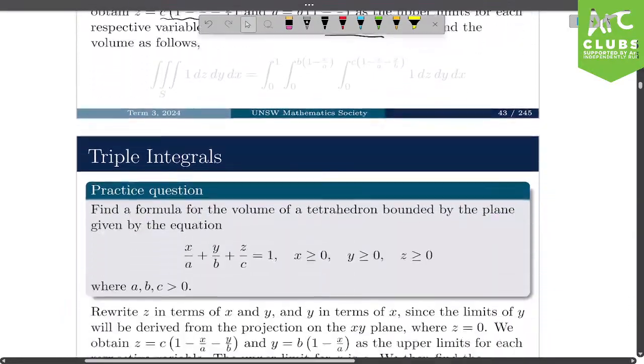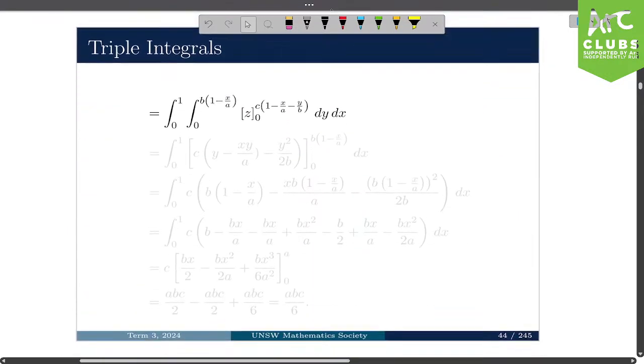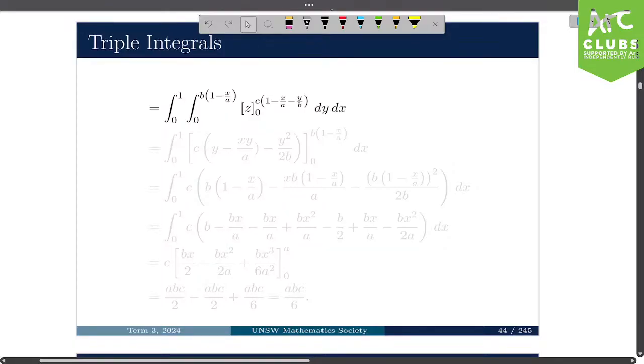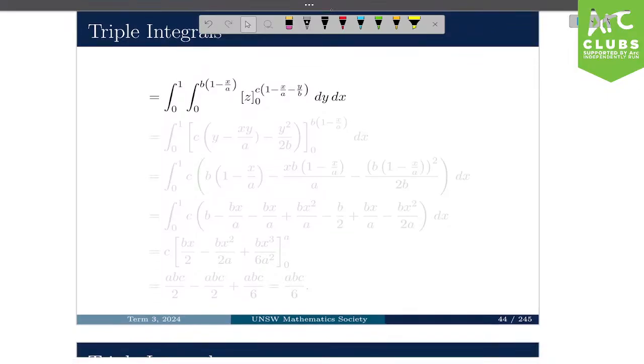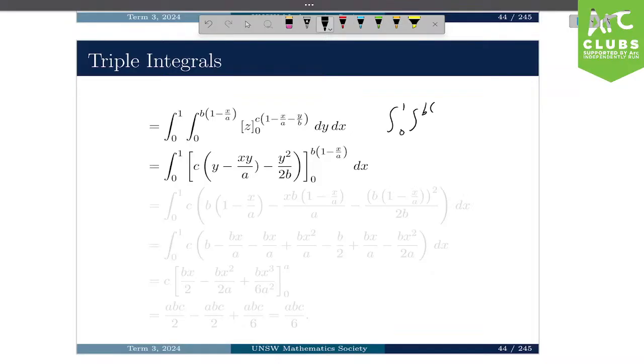So finding the volume just involves the triple integral of 1. And we set up our integral as follows. Since it's 1, when we integrate with respect to z, we just end up getting the upper bound in our equation here. So something like this.